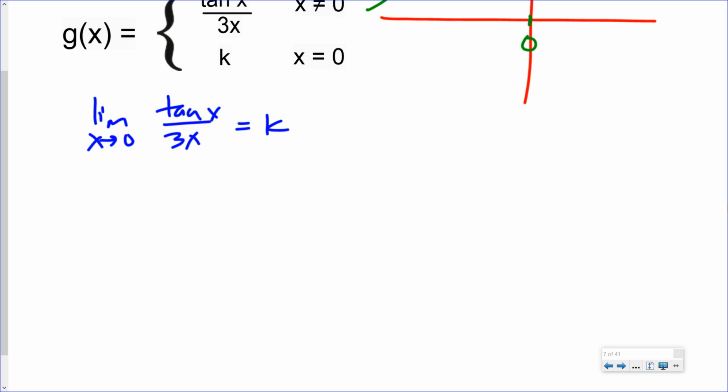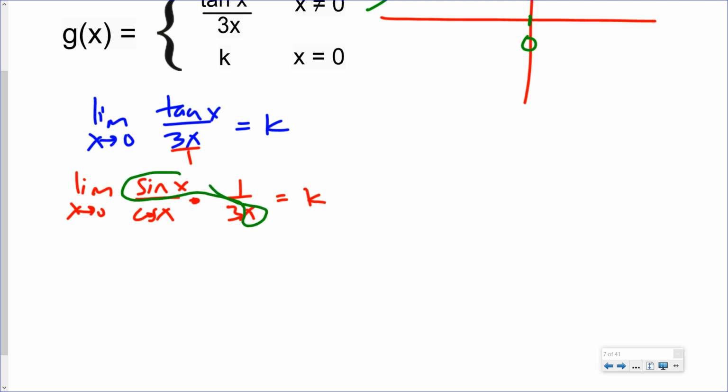Tan x is really sine x over cosine x. So I'm going to rewrite this as sine x over cosine x times 1 over 3x. Make sure you understand, dividing fractions is easy as pie: flip the second and multiply. So this is equal to k. Anything good happen here? See it? You get sine x over 3x. I don't want the 3x though. What do I want? Just the x. So I've actually got something good here.